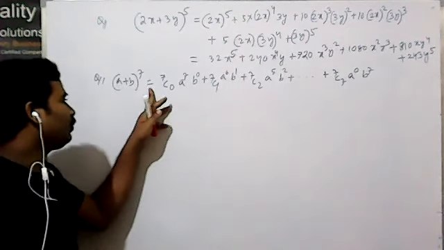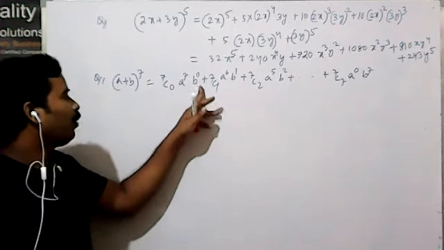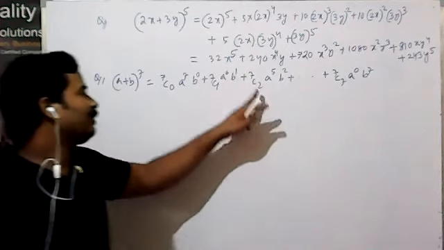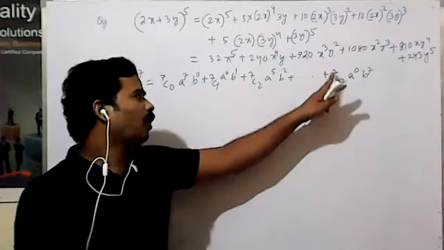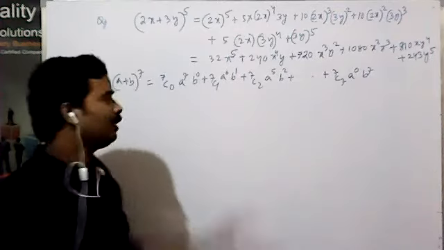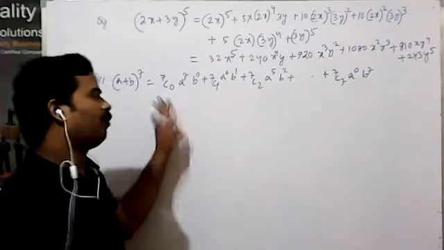Similarly, another question: by using the binomial theorem we can find (a plus b) to the power 7, which is equal to 7C0 a to the power 7 b to the power 0 plus 7C1 a to the power 6 b to the power 1 plus 7C2 a to the power 5 b to the power 2 and so on, plus 7C7 a to the power 0 b to the power 7. That is the expansion by taking the combination format.